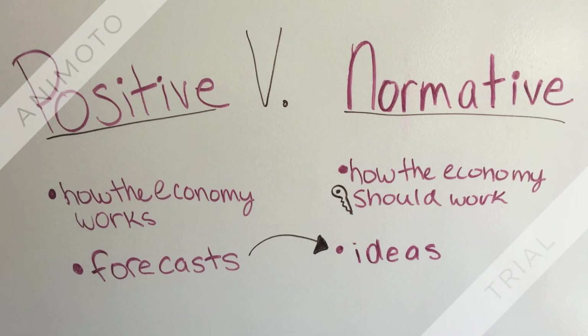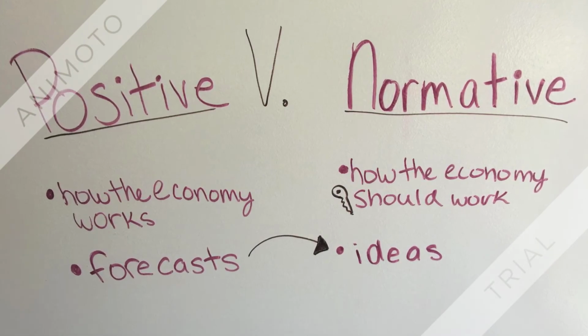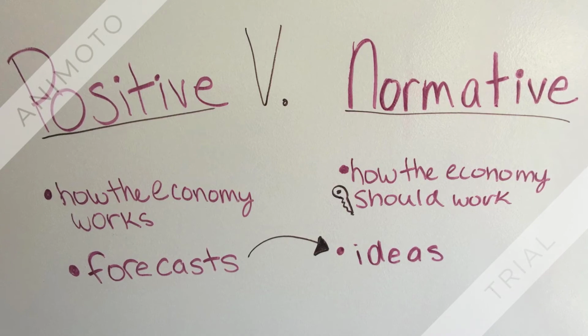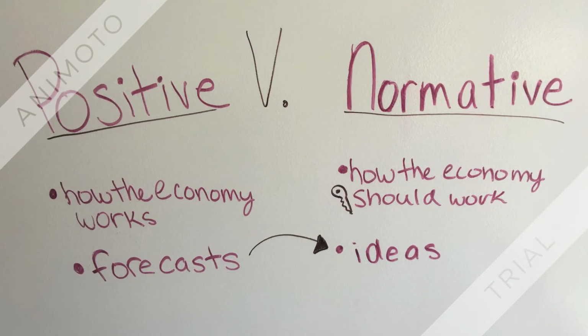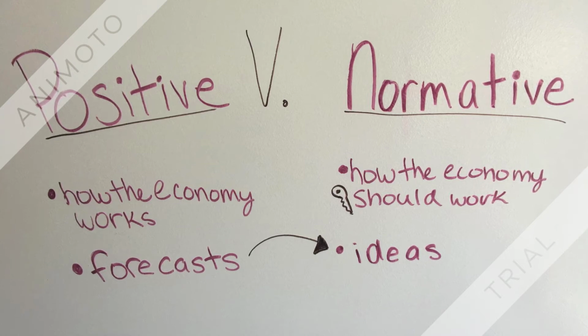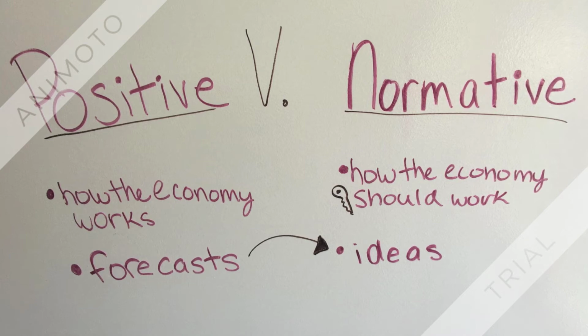The last topic discussed in Chapter 2 is positive versus normative economics, which in a nutshell are facts versus opinions. Positive economics is how the economy works, while normative economics is how the economy should work, keyword being should. Positive economics are the forecasts that lead to the ideas discussed in normative economics.